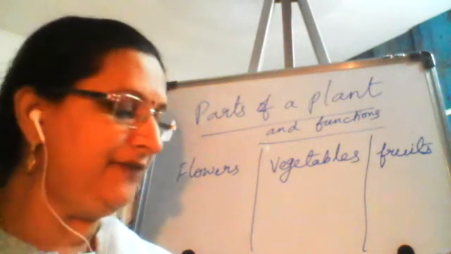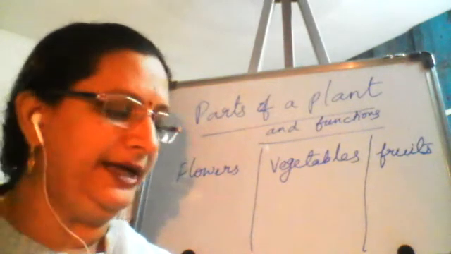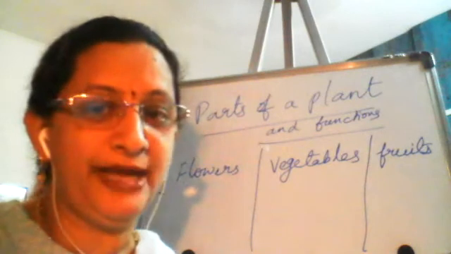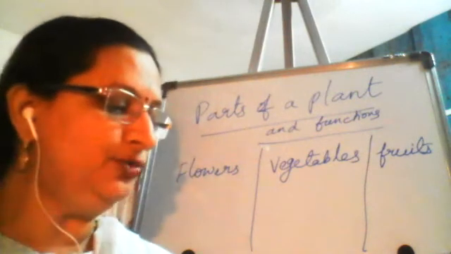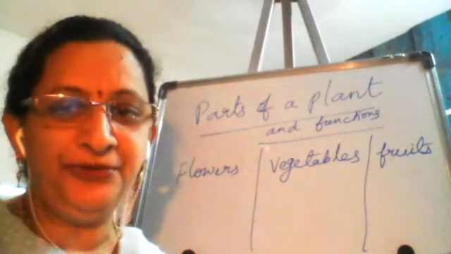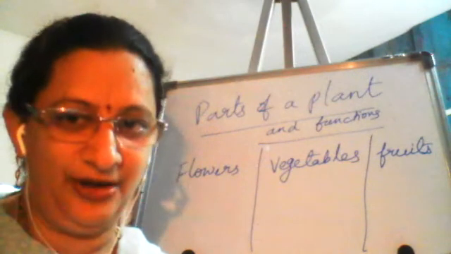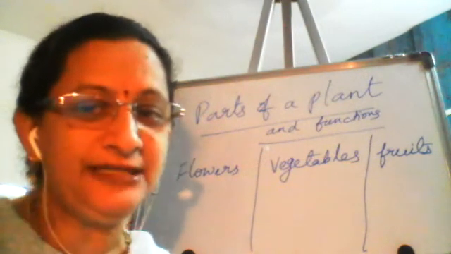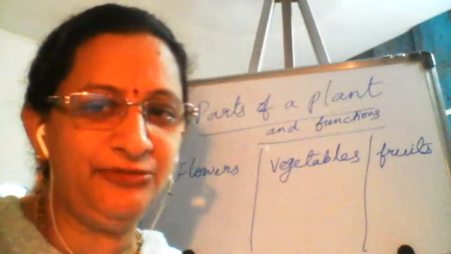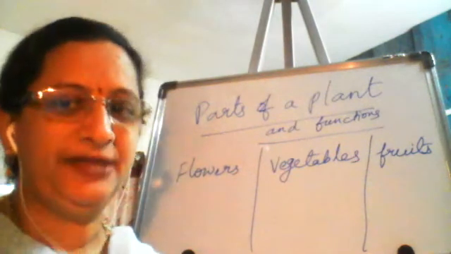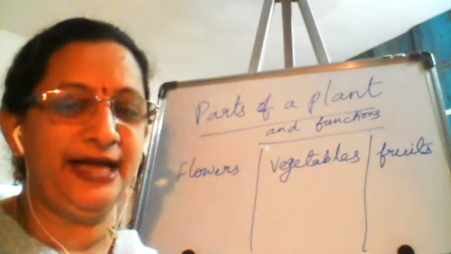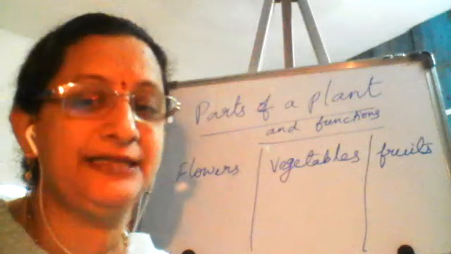If we carefully see a plant, it consists of two main parts. What are the two main parts? What you can see above the ground, and what you cannot see below the ground. Yes? So what can we see above the ground? If anyone can give me a guess. Yes, some of you could answer. That's very nice. It is the shoot, that is the stem.